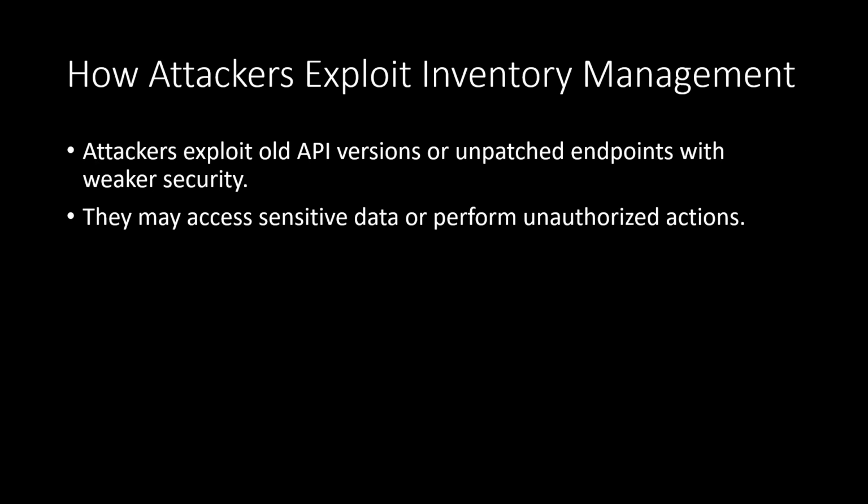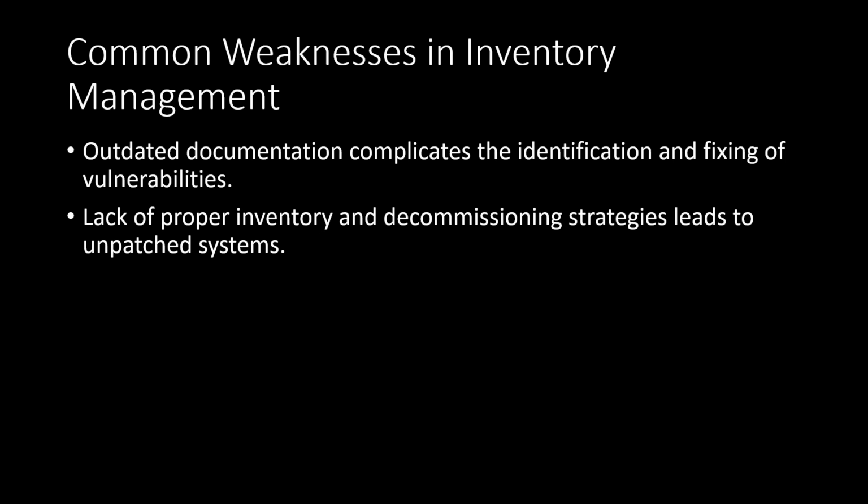Attackers exploit improper inventory management by targeting old API versions or unpatched endpoints with weaker security. This can lead to unauthorized access to sensitive data or the ability to perform unauthorized actions. Outdated documentation makes it difficult to identify and fix vulnerabilities. The lack of proper inventory and decommissioning strategies results in unpatched systems, which are prone to attacks.